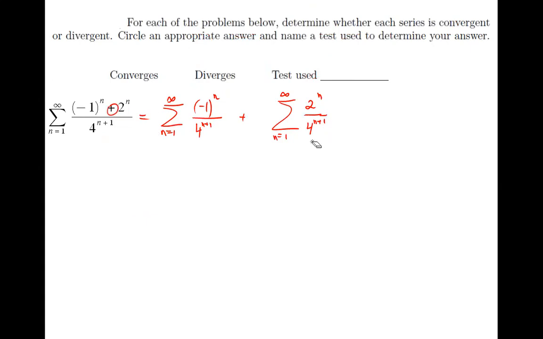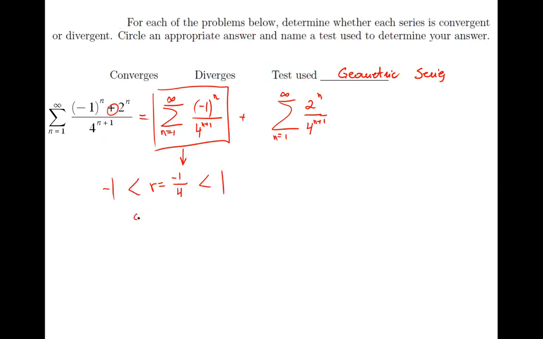Now I definitely have the sum of two geometric series, so I'm using the geometric series test. Let's investigate the first one. We need a common ratio. The common ratio is the quantity taken to the power of n, which is negative 1 over 4. This is between negative 1 and 1, which means the infinite series is convergent, because the common ratio is between negative 1 and 1.